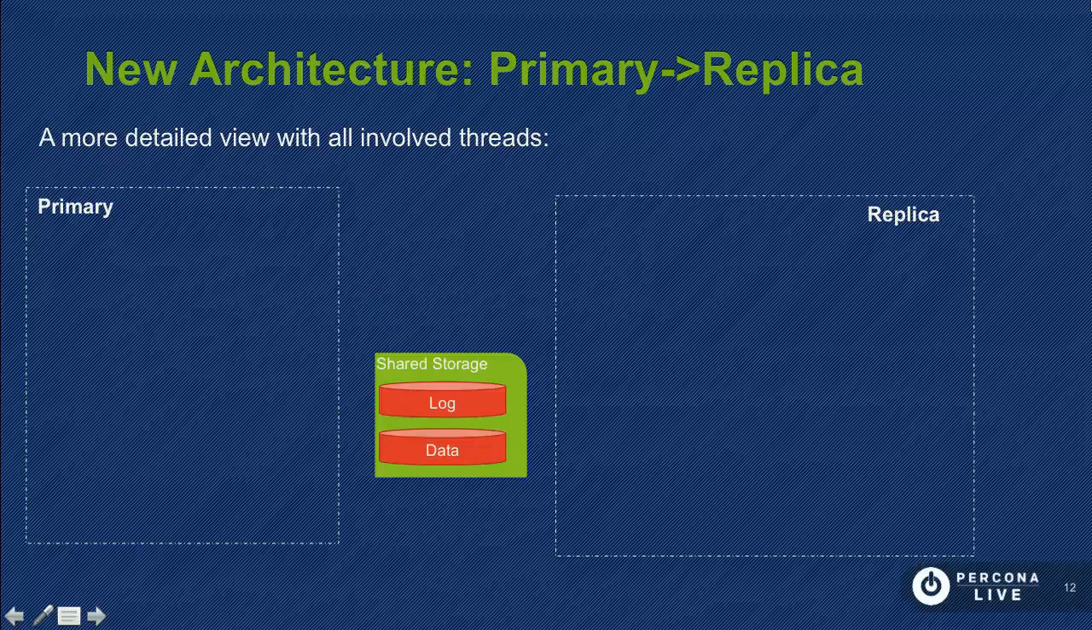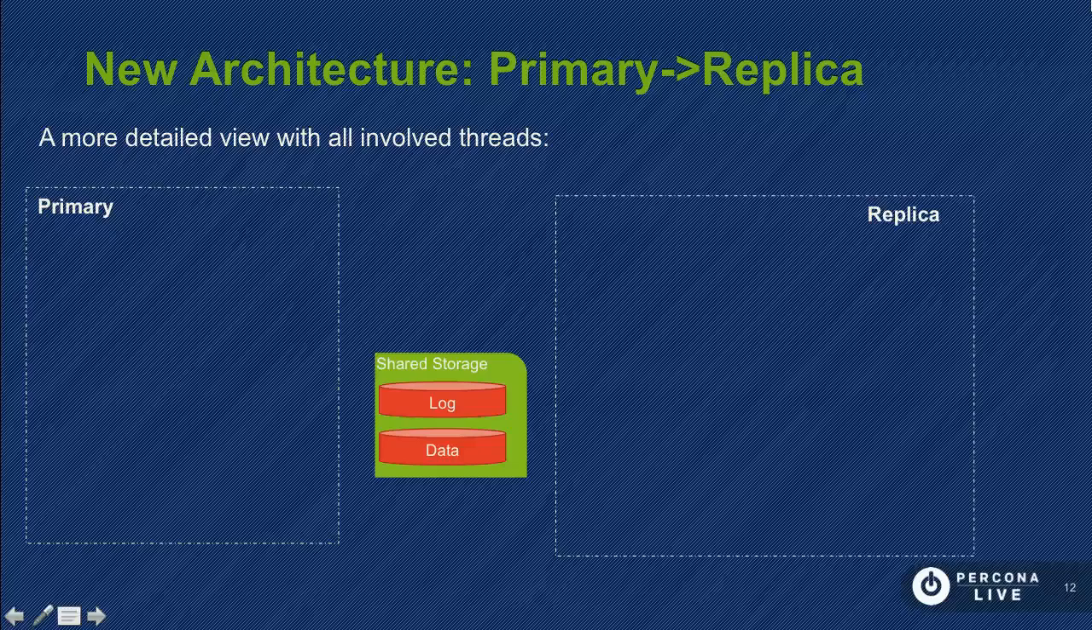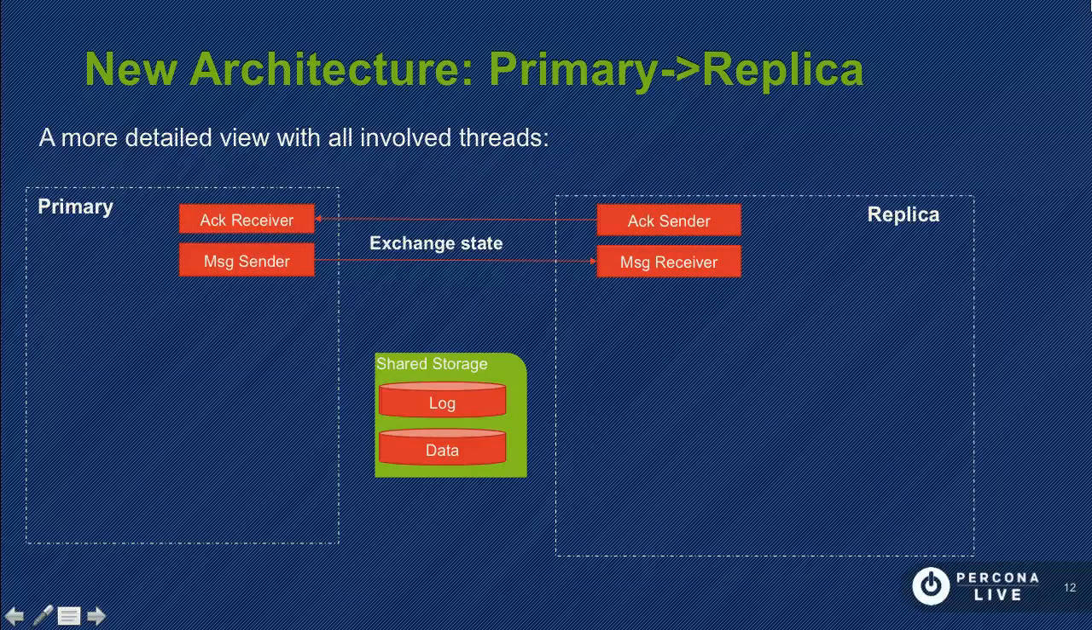Okay, here is a more detailed view with all involved threads. First, each instance has 2 threads, and they will keep communicating with each other. So why do we need 2 threads? That's because when one thread sends information to another instance, we don't want another instance to want to send a message to the first one. So we don't want to block each other.